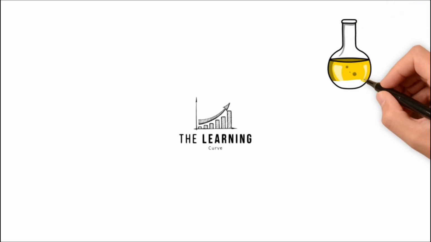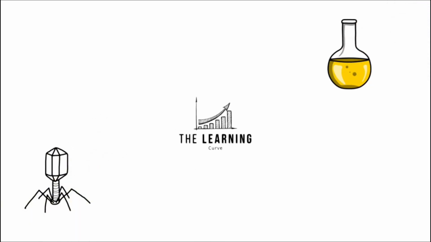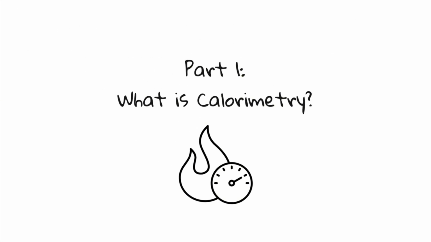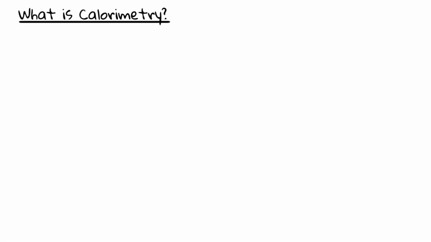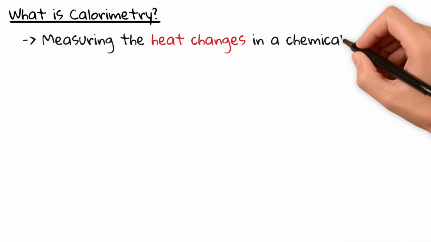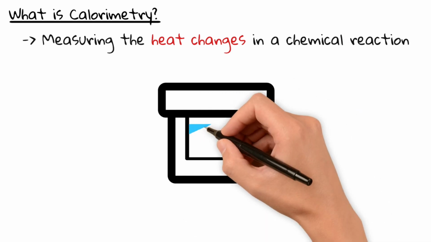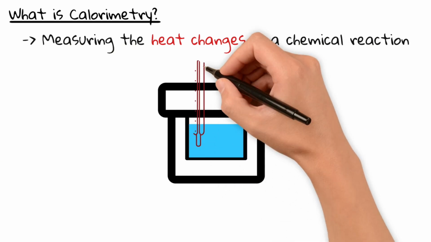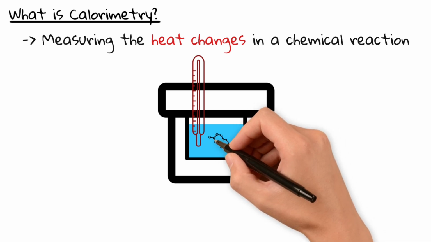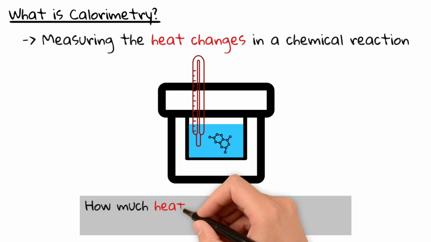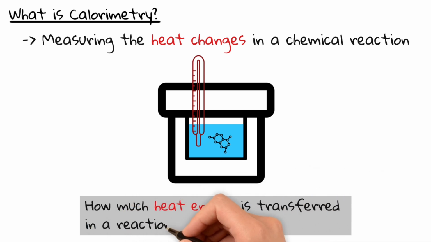Today we're diving into calorimetry, one of the most important skills you need for energetics in both IB and A-level chemistry. Let's start simple. Calorimetry is just a fancy way of saying measuring heat changes in a chemical reaction. Think of it as chemistry's version of a smart thermometer, not only measuring temperature changes but telling us how much energy is moving around. And the big question we're always asking is, how much energy is transferred in a reaction?